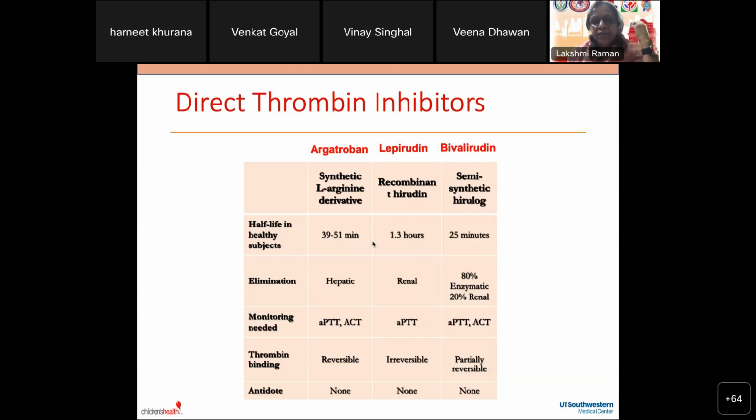Monitoring, as I said, is by APTT and ACT. I also mentioned some of the challenges when you use just the APTT, because you can have a plateau effect. And thrombin binding is reversible. One of the big concerns is that there is no antidote. But since the half-life is pretty short, particularly for bivalirudin, it doesn't matter, because by the time you're thinking about giving the reversal and ordering it from pharmacy, you're pretty much done with the drug. So that's one of the big advantages of using bivalirudin. Next slide, please.